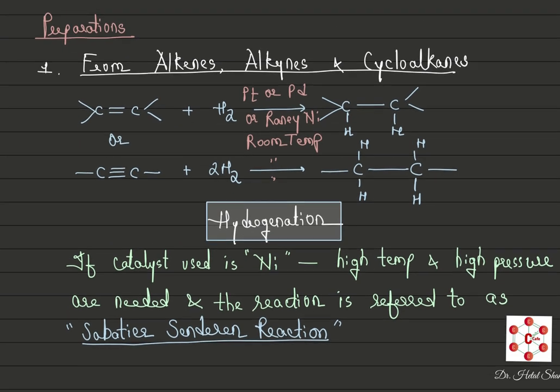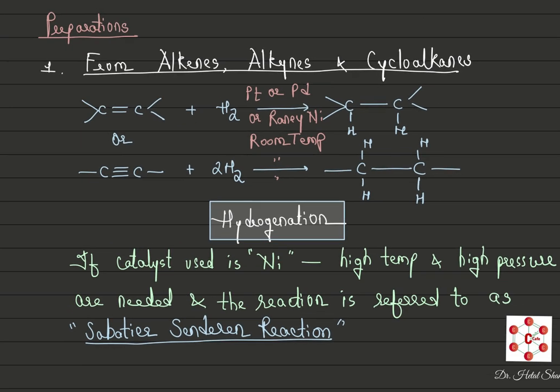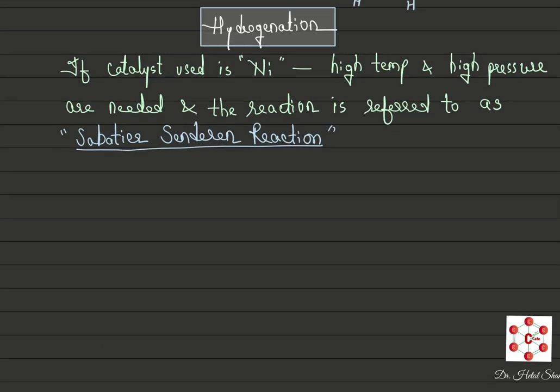So, the reaction in general is called hydrogenation. However, it depends on the catalyst. If you're using Pt, Pd or Raney nickel, the reaction can be carried out at room temperature, and the reaction would be called hydrogenation. If the reaction is carried out in presence of simple nickel, normal nickel, it will be called Sabatier-Senderens. In Sabatier-Senderens conditions, the reaction has to be done at higher temperature and pressure. Okay, everyone? All right. Now, pay attention.